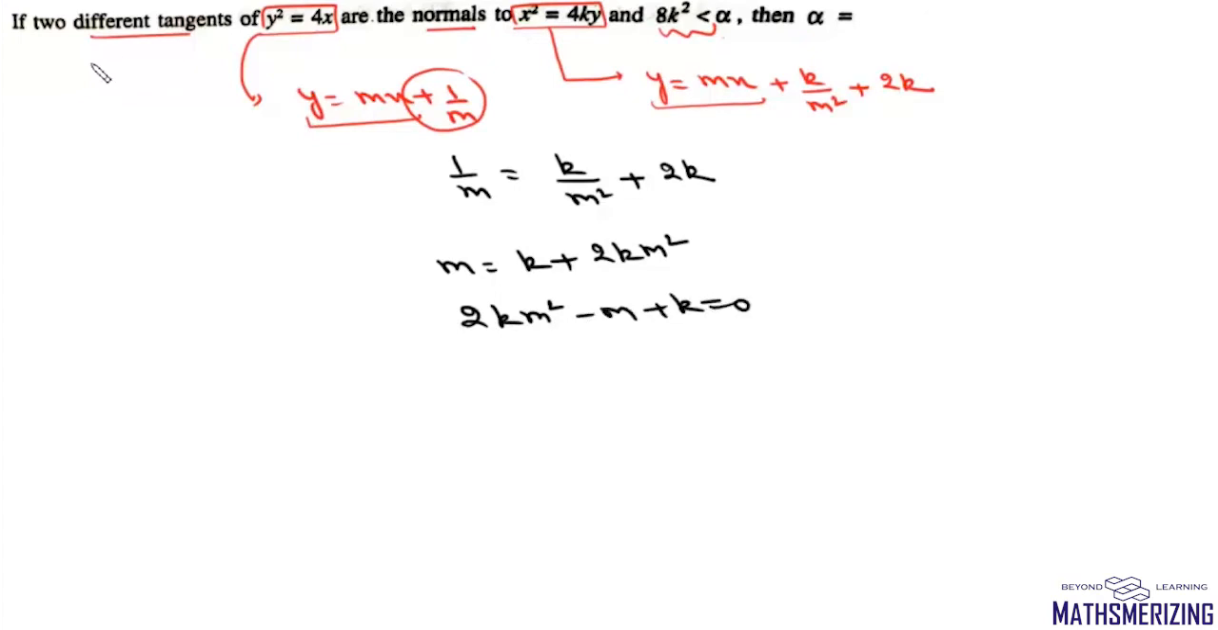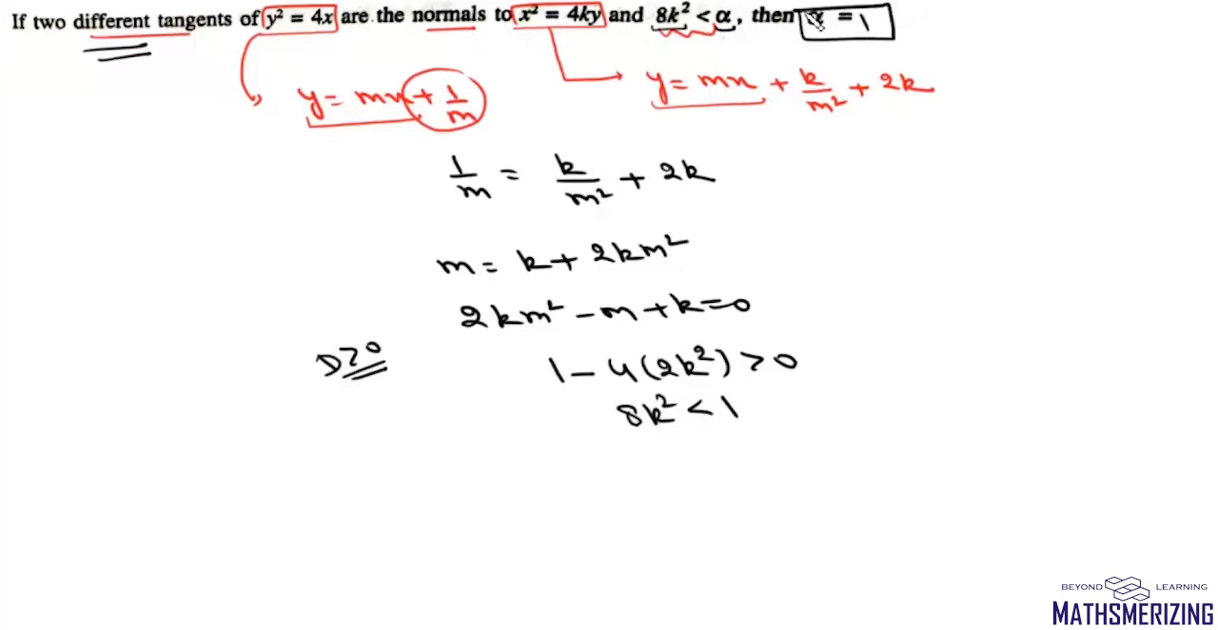Now it says two different tangents can be drawn. So that means this equation should have two real roots, that is, the value of D should be greater than 0. So if we find D, it will be 1 minus 4 into 2k square, and it should be greater than 0. That is, 8k square should be less than 1. So now in the question it says 8k square is less than alpha. So that means the value of alpha is simply 1.